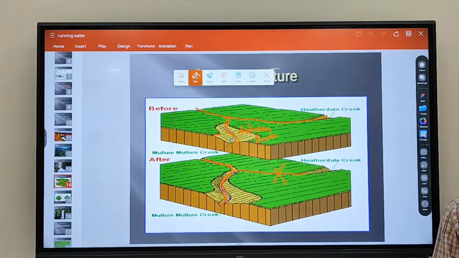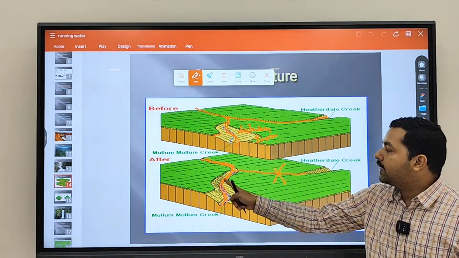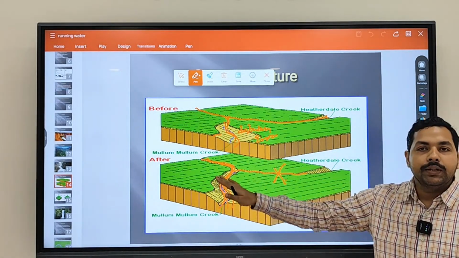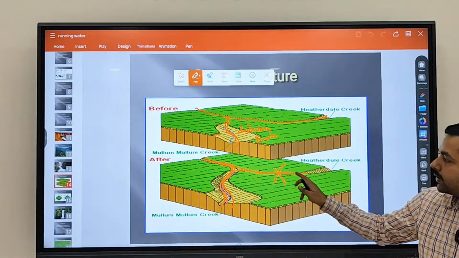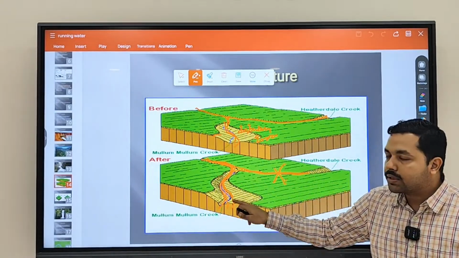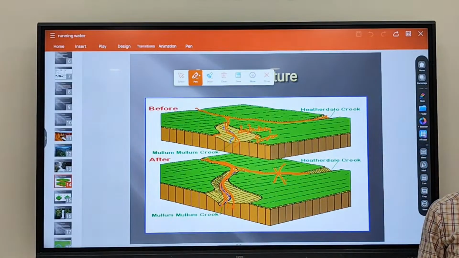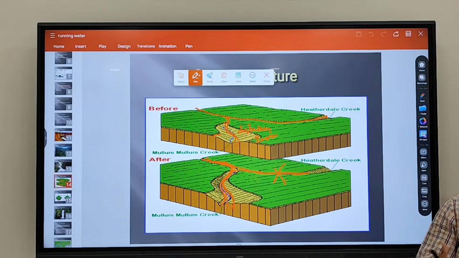Why? Because we discussed the river always chooses which type of path? Least resistance path. So this path is now providing least resistance to the flow of the river. That's why the river is changing its course. Earlier the river was flowing like this, but now it is moving like this. This phenomenon is called a river capture. You are capturing the flow of the river.